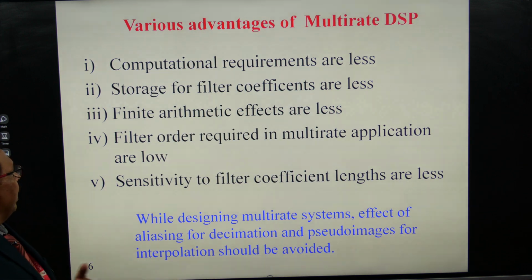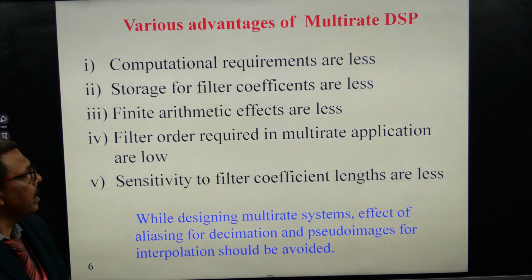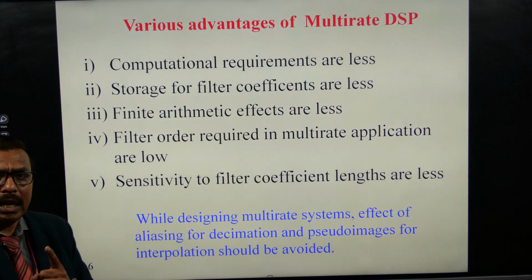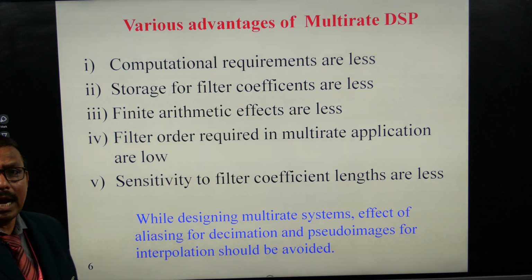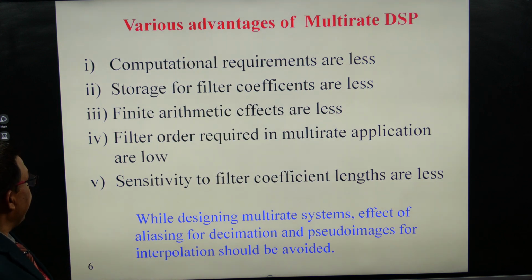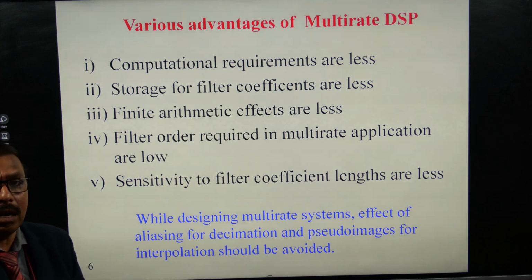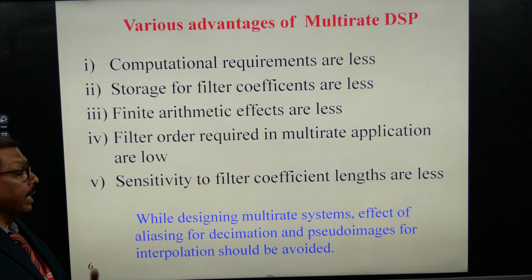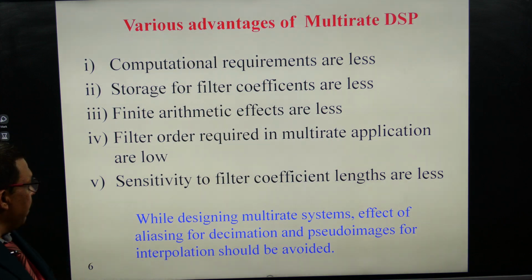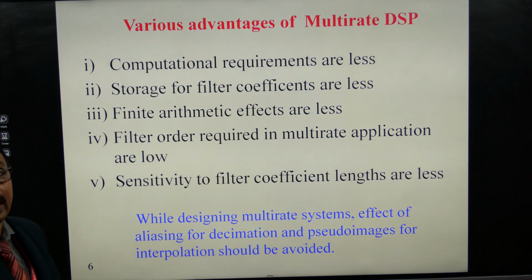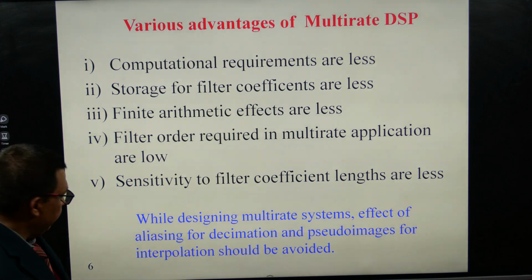There are various advantages. Computational requirements are very low. Storage for filter coefficients is small. Finite arithmetic effects are less. Filter order required in multirate applications is low. Sensitivity to filter coefficient length is also very low. While designing multirate systems, the effect of aliasing for decimation and pseudo images for interpolation should be avoided.